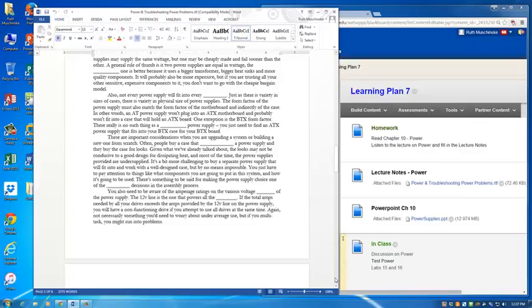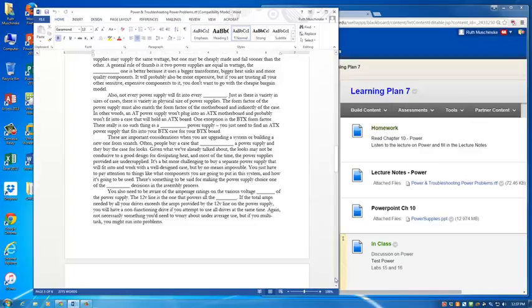These are important considerations when you're upgrading a system or building a new one from scratch. Often, people buy a case that comes with a power supply, and they buy the case for looks. Given what we've just talked about, the looks may not be conducive to a good design for dissipating heat, and most of the time, the power supplies provided are undersupplied. It's a bit more challenging to buy a separate power supply that will fit into and work with a well-designed case, but it's by no means impossible.